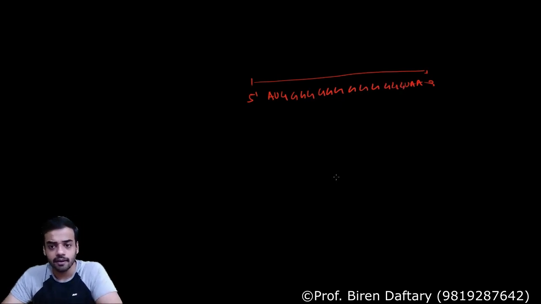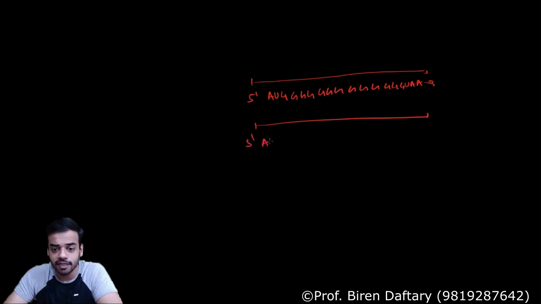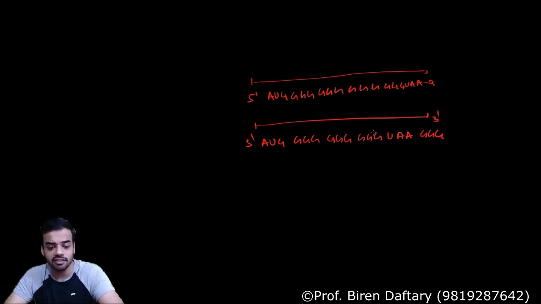Suppose I change the sequence of codons. Suppose I take this UAA and I transfer it over here. Then what will happen is, at 5 prime, there will be AUG first, then GGG, again GGG, again GGG. Now I am writing UAA over here and then I am writing GGG.